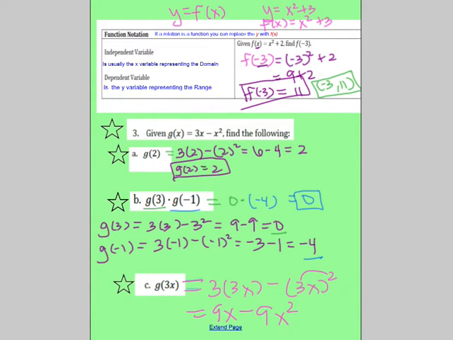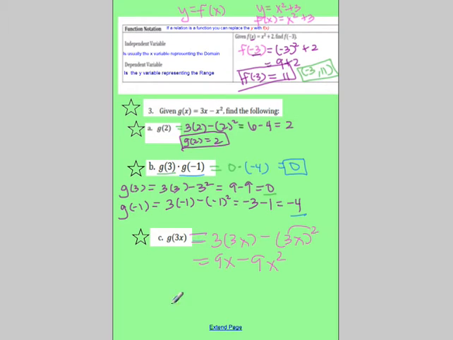9x squared. Okay, so in this case, my answer is that g of 3x is equal to, and typically we write it in standard form, meaning I put the x squared first, so minus 9x squared plus 9x. Either answer, though, I would take. This way, or if you wrote it this way. They mean the same thing. Okay? All right. That is up to example 3.